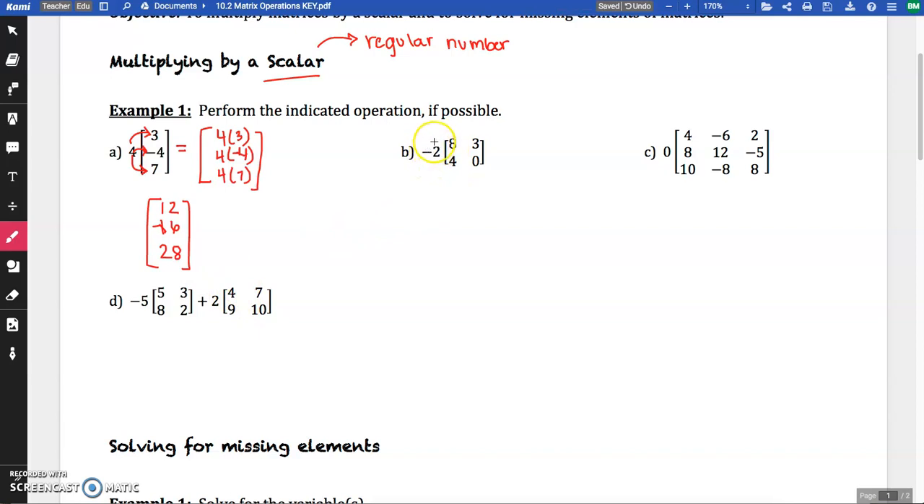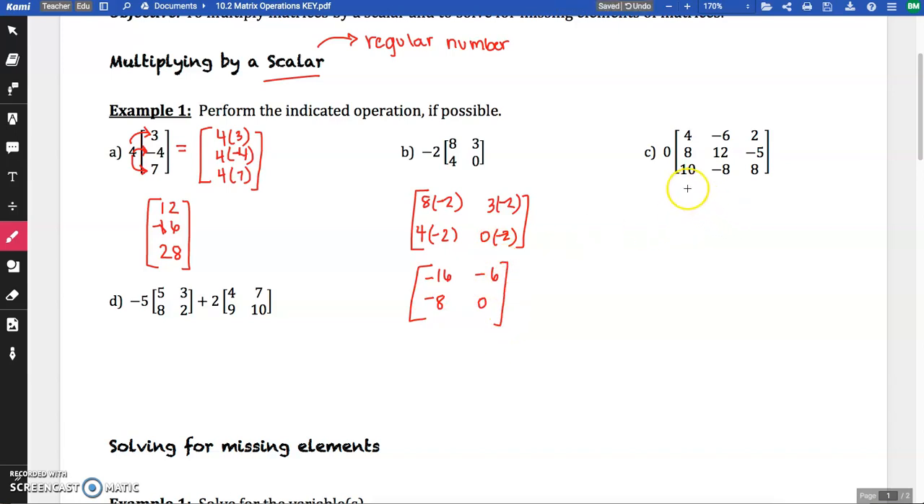Part B, same idea. I'm multiplying by negative 2. So I'm going to multiply each entry by negative 2. Okay. So I'm doing 8 times negative 2. It doesn't matter what order you write your multiplication in. 3 times negative 2. 4 times negative 2. And 0 times negative 2. Either way you want to write the order of multiplying the two numbers, it's fine. And simplify again. Negative 16, negative 6, negative 8, 0 times negative 2, 0.